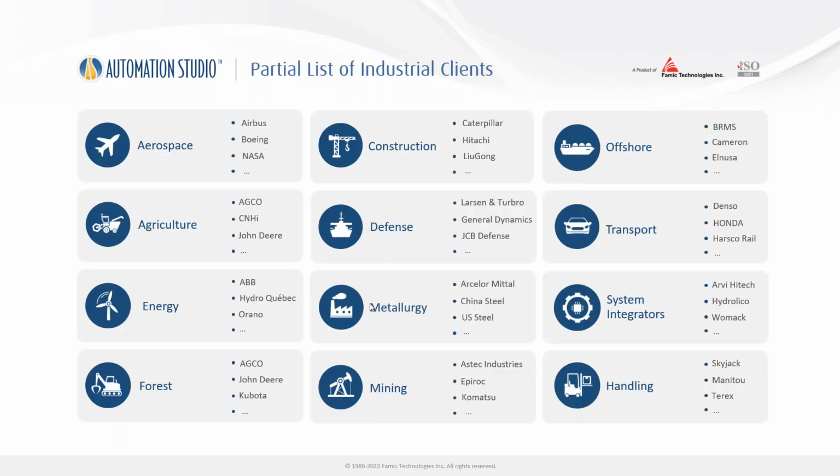So these are some of the partial list of industrial clients which are using Automation Studio from different sectors. From aerospace, we have Airbus, NASA. Then in construction, we have Caterpillar, Hitachi. In offshore, we have BRMS, Cameron. Then in transport, we have Honda, Denso. In defense, we have L&T, JCB, Defense, General Dynamics. Then in forest, we have John Deere, AGCO, Kubota. In mining, we have Apiroc, Komatsu. In handling, we have Terex, Skyjack. So these are just a partial list of clients. There are many more which are using Automation Studio worldwide.